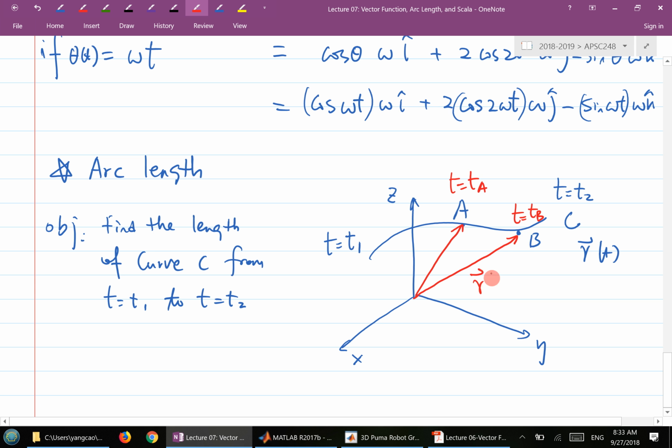Then for the position vector B, you have the parametric equation r at the tb moment, and here you have r at the ta moment. So that's the notation. And then I will construct a vector between A and B.